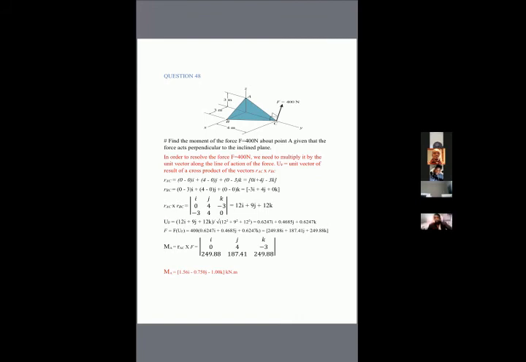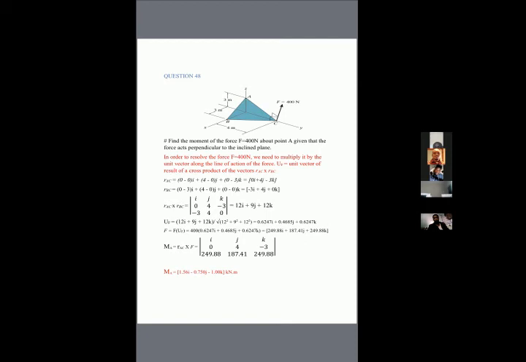So multiplying the unit vector by the 400 magnitude, it happens to be 249.88i plus 187.41j plus 249.88k. So that's the force in terms of its vector components.